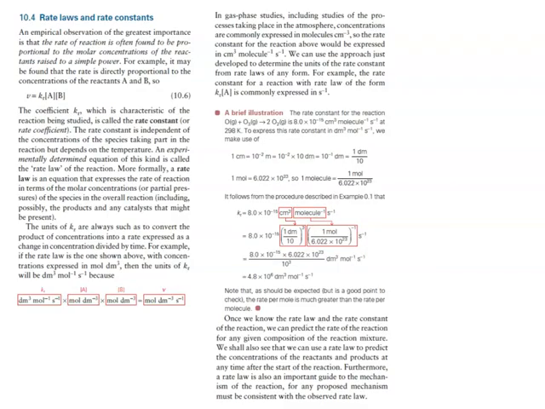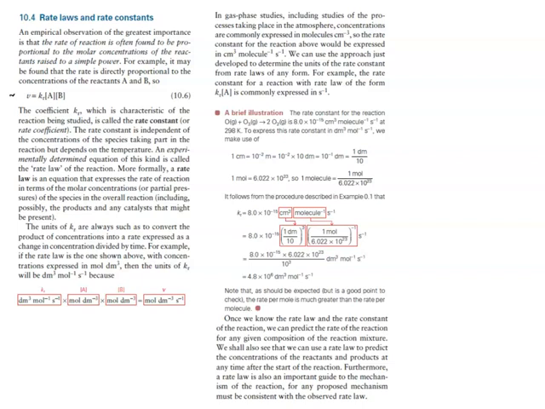So, on to rate laws and rate constants. An empirical observation of the greatest importance is that rate of reaction is often found to be proportional to the molar concentration of the reactant raised to a simple power. For example, it may be found that the rate of reaction is directly proportional to the concentrations of reactants A and B. So in this particular case, the rate of reaction would equal k_R, which is the characteristic of the reaction being studied called the rate constant or rate coefficient, times the concentration of A times the concentration of B.